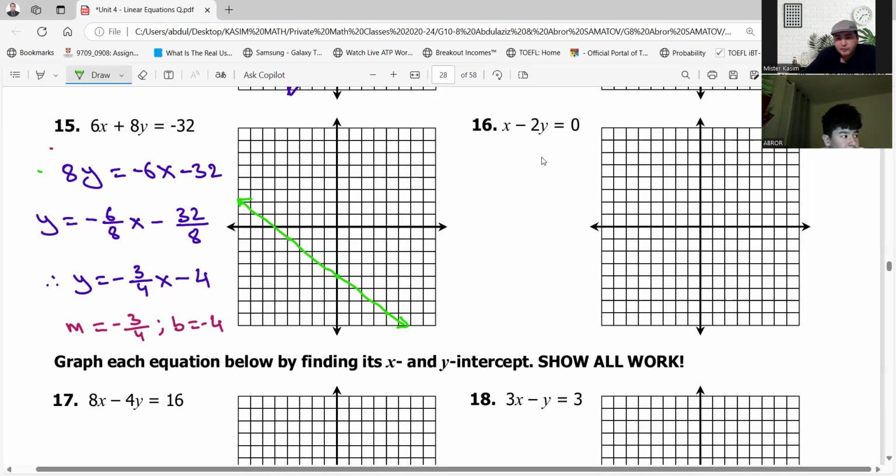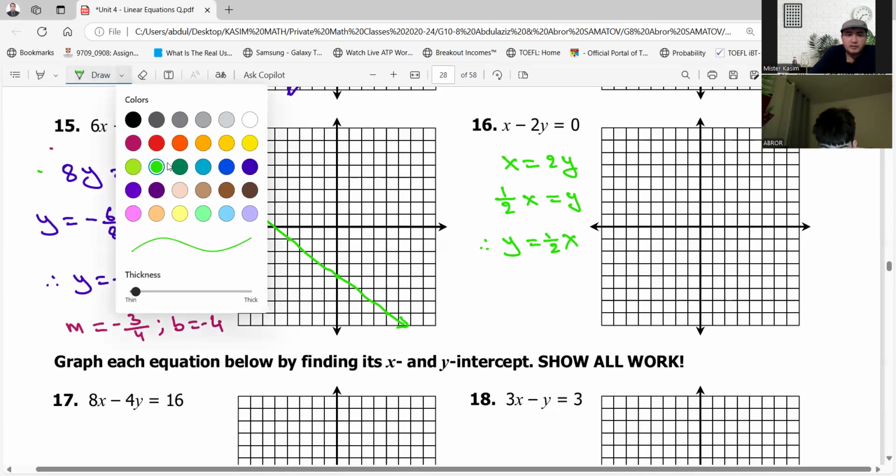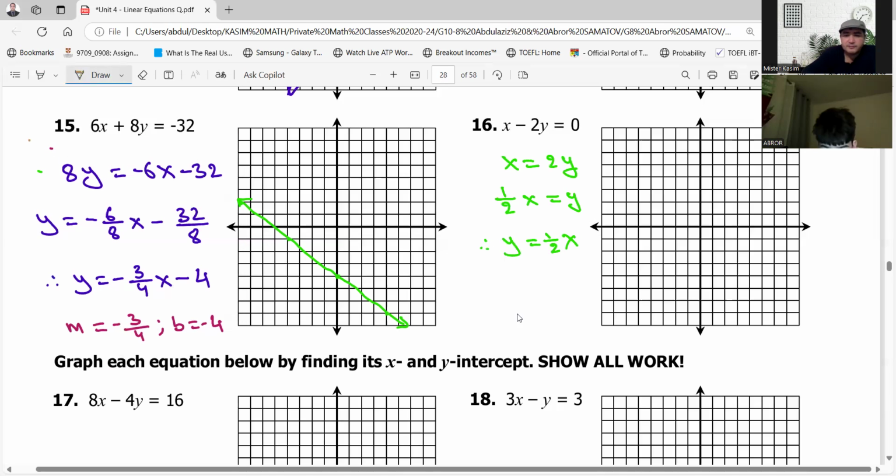How do you do that? First, you move negative 2y to the right-hand side. So x is equal to 2y. And now if you divide both sides by 2, we get 1 over 2 x is equal to y. But now using the law of symmetry, I can write here y is equal to 1 over 2 x. What is slope of this equation, Abror?